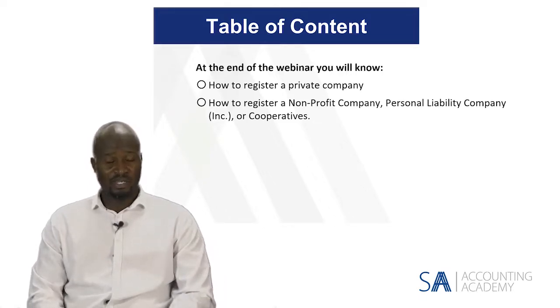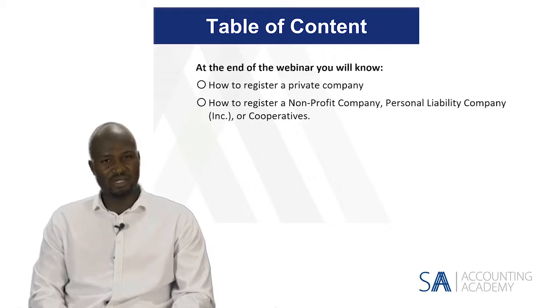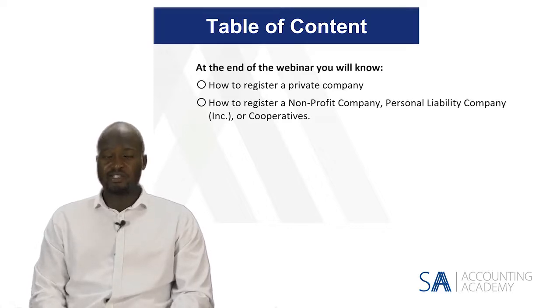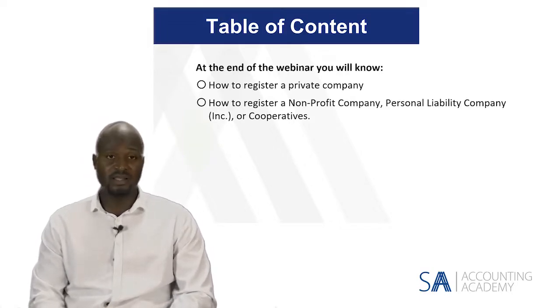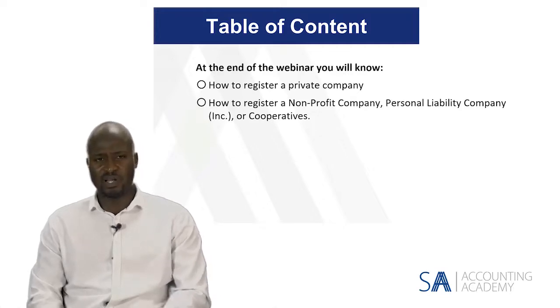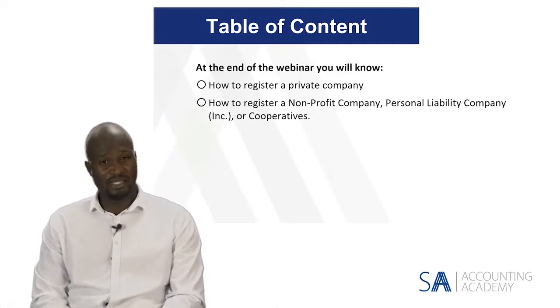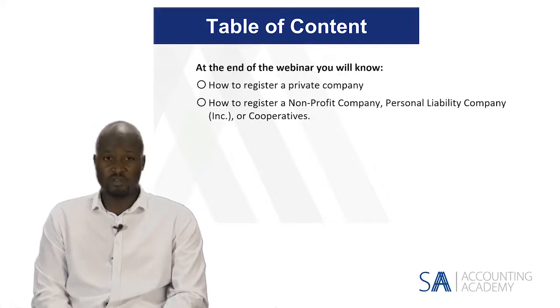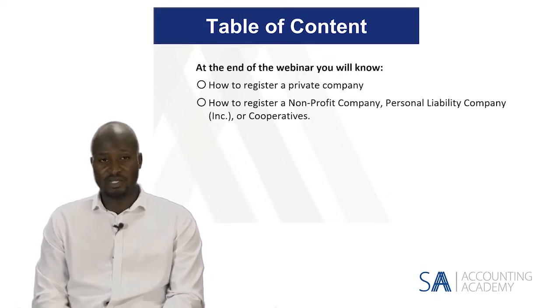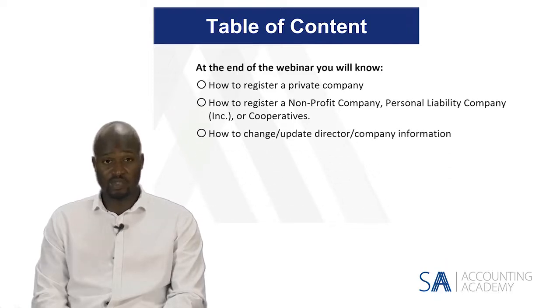There's a non-profit company, which is popularly known as NPOs. When we get to it, I'll explain the difference there. A personal liability company is usually known as an Inc. So if you see Ngobeni and Sons Inc., just know that it's a personal liability company, and we'll explain in detail when we get there. There are cooperatives as well. These are a different type of company, popularly known as stokvels. So these are the different companies that we're going to learn about today.